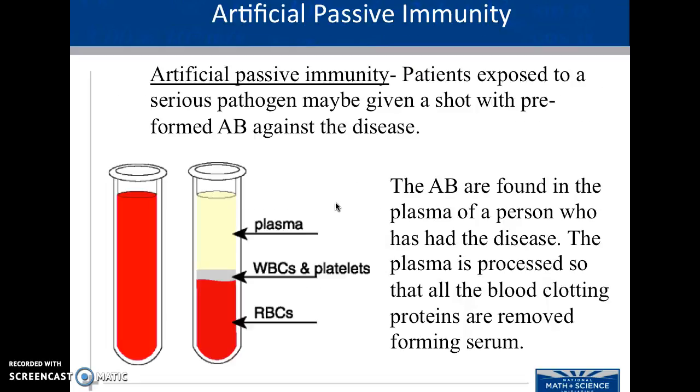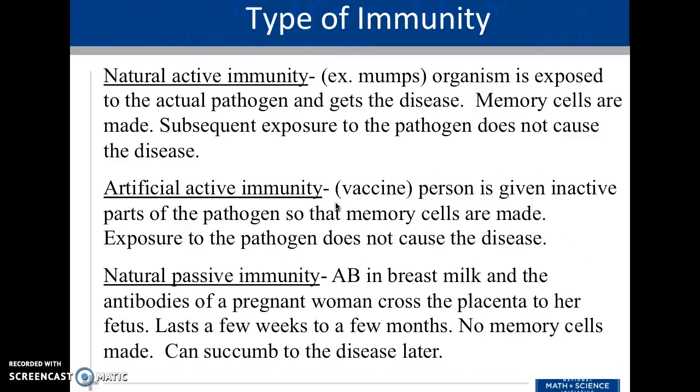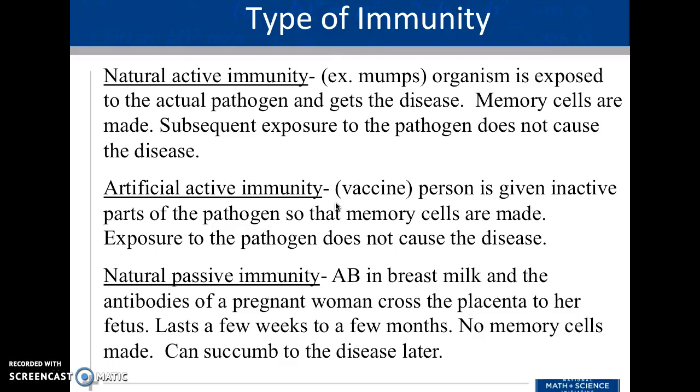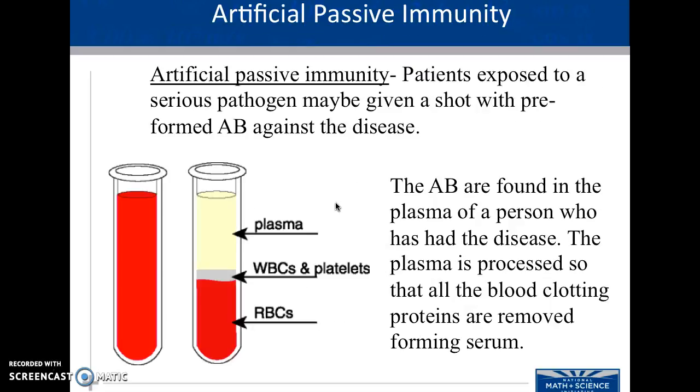When we talk about artificial passive immunity, we talked about the other three types. Patients exposed to a serious pathogen can be given a shot with preformed antibodies against the disease. So in our other passive immunity, we talked about how I actually get that passive immunity on my own. They have done research to try to figure out how, when people are exposed to a serious pathogen, if I just give them the antibodies, not the memory cells, but the antibodies, could we potentially prevent them from getting the disease?